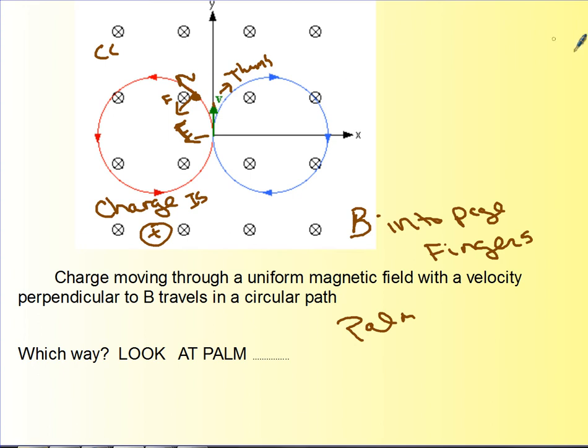Now suppose it's negative. Your thumb points up, because that's the velocity, your fingers point in, and the force is going to be out the back of your hand. So as it moves up, it's going to be pulled in, and so you wind up with a force pulling you into a clockwise circle this way. So if your charge is negative, it's going to move in a clockwise circle, while if your charge is positive, it's going to move in a counterclockwise circle.